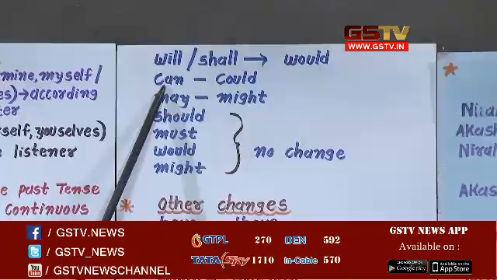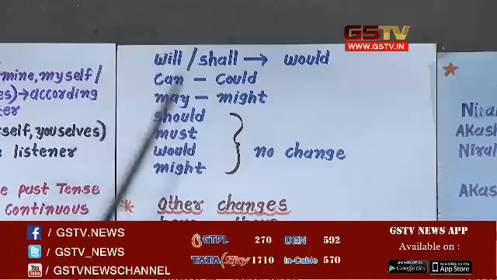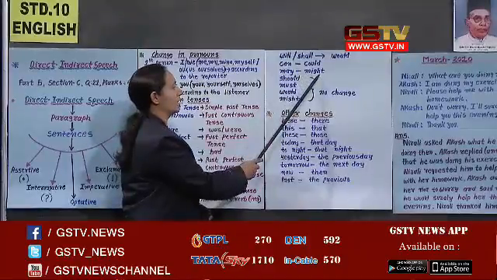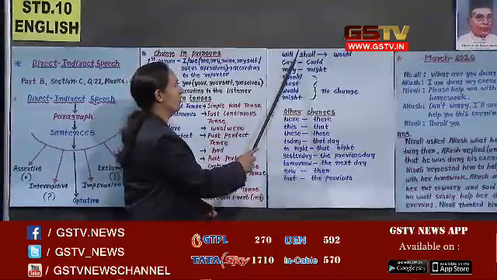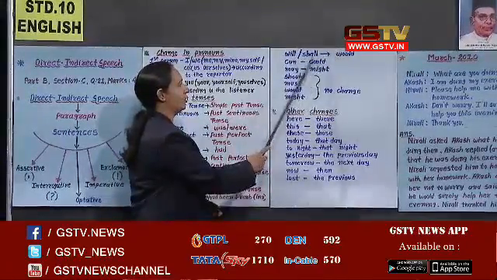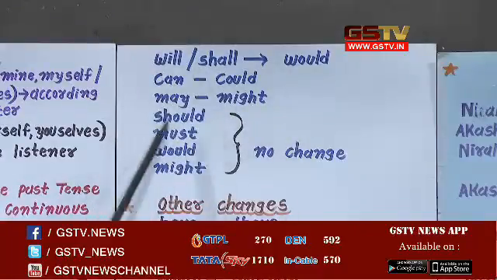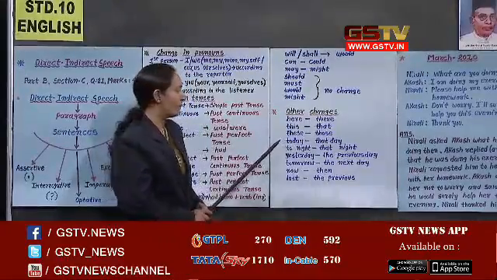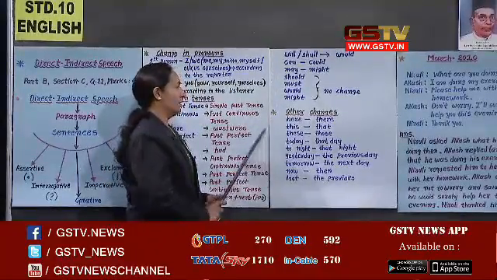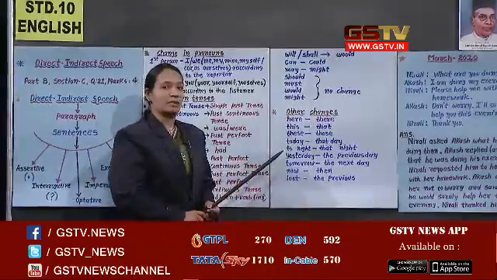Then if it is can, it will be converted into could. If it is may, it will be converted into might. So here you have seen will, shall, would, can, could, may, might. If the sentence has should, must, would, might, there will be no change. It will remain as it is. After that, we have discussed the past tense.